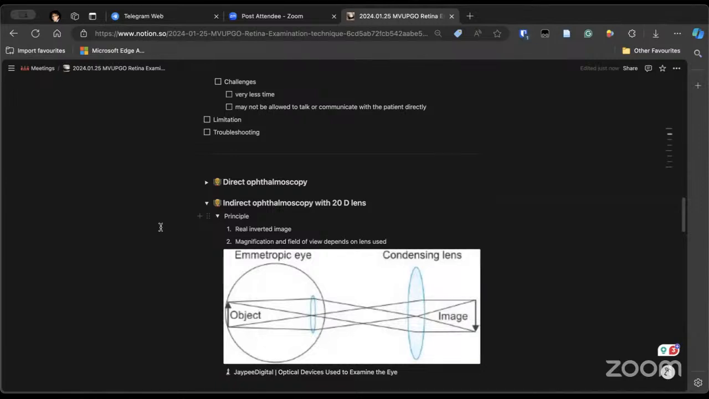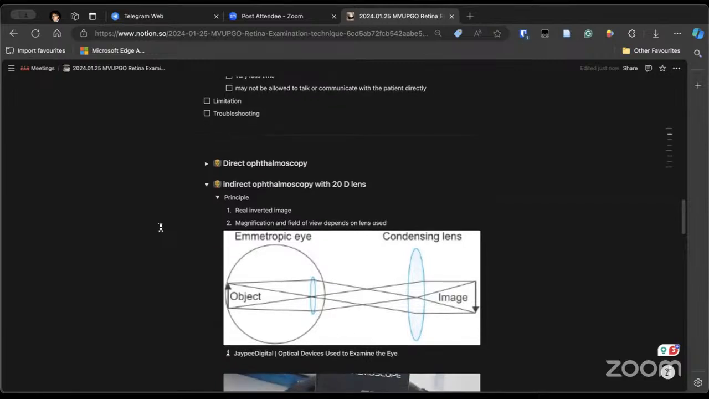There are two plus lenses. One is the refractive apparatus of the eye, the cornea and the lens. And then there is a condensing lens, which is the plus 20 lens here. Both of these will create a real and inverted image, which lies just between the condensing lens and the examiner.